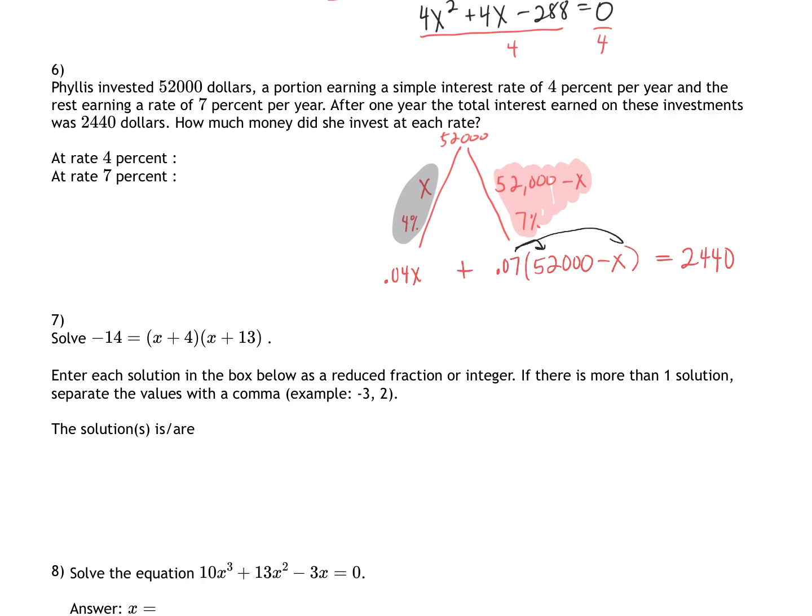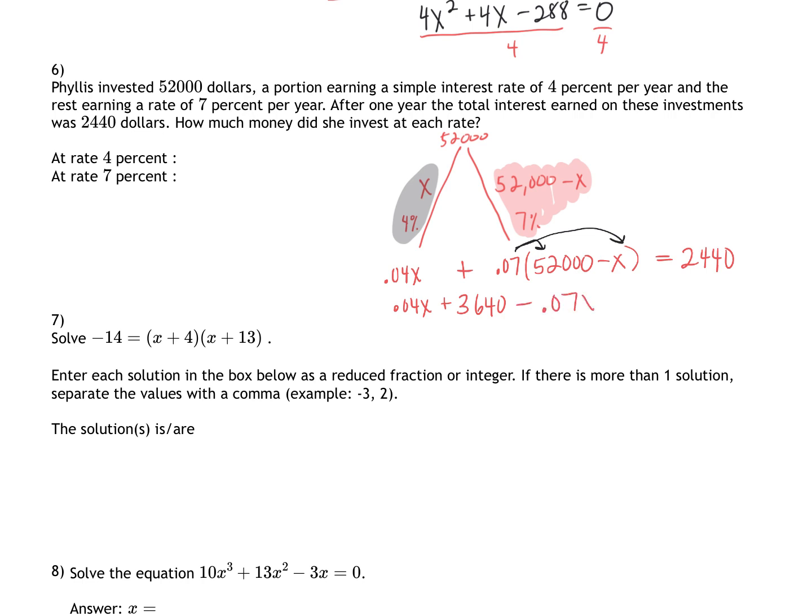So 0.07, we're going to distribute that. So 0.07 times 52,000 is 3640. So this is going to be 0.04x plus 3640. Whoops, not plus.